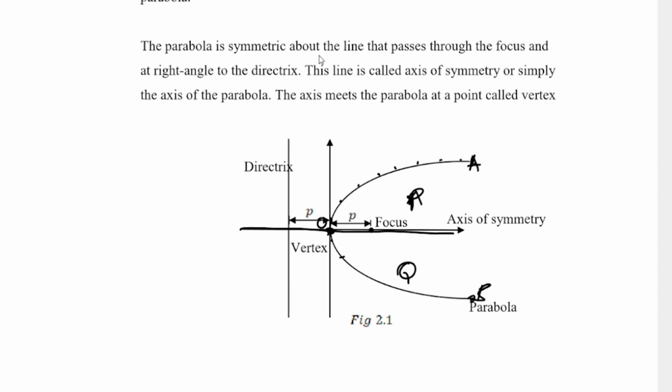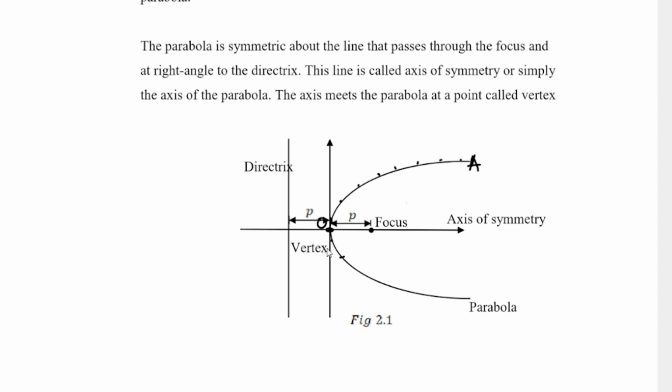That's why we are saying that the parabola is symmetric about the line that passes through the focus at a right angle to the directrix. Okay, so this line is called an axis of symmetry, simply the axis of the parabola. And the axis meets the parabola at a point called the vertex. So the point where the axis of the parabola meets it is called the vertex of the parabola. This point here is called the vertex, and this point here is called the focus of the parabola. So that is one thing we should take notice of.